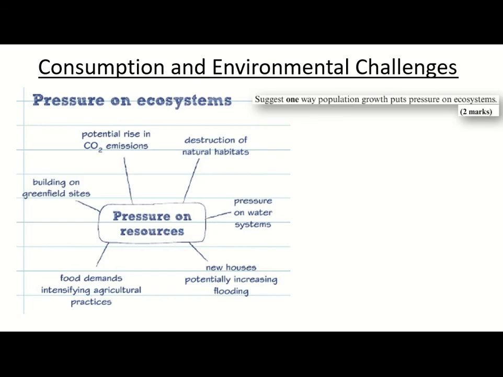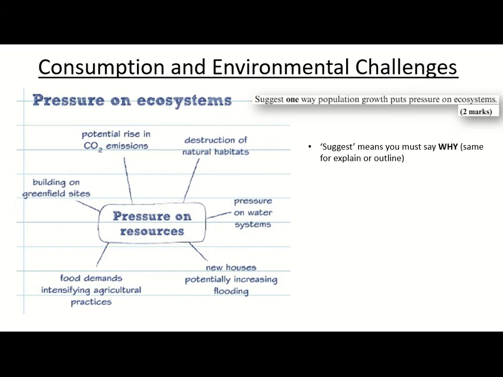Okay, if you've paused the screen and had an attempt, it might look something along the lines of: with a growing number of people, there is greater need for energy, which puts potentially more CO2 into the atmosphere. That's the kind of thing you're after. Now, suggest means you must say why, because suggest is like explain or outline or give reasons.